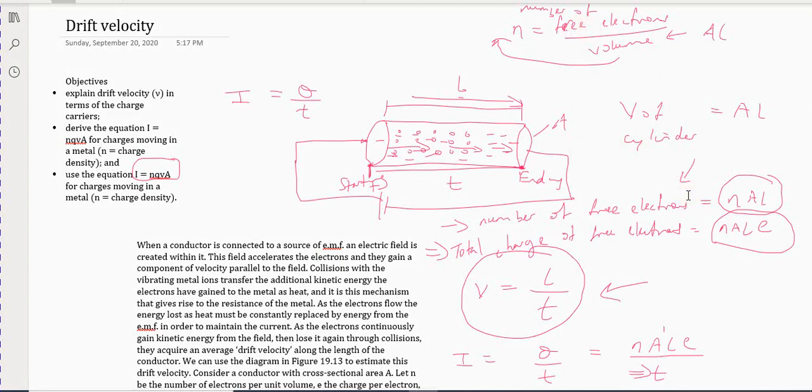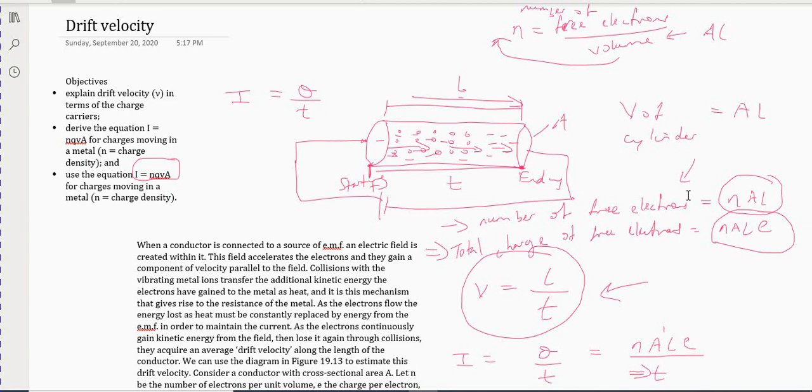Good day, everyone. Now, there is a specific concept in electricity that we have to speak on, all right? And that concept is what we call drift velocity. Now, the objectives are there on the board. It says we should explain drift velocity in terms of charge carriers, right?